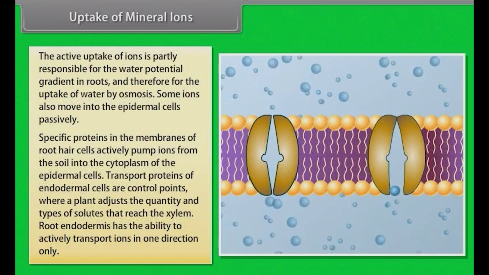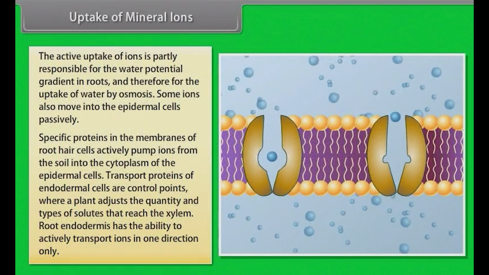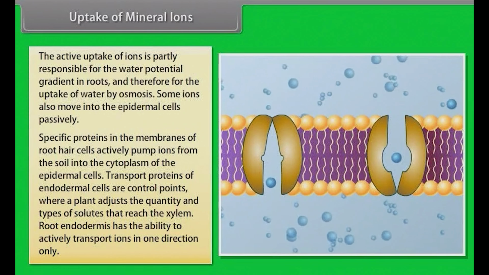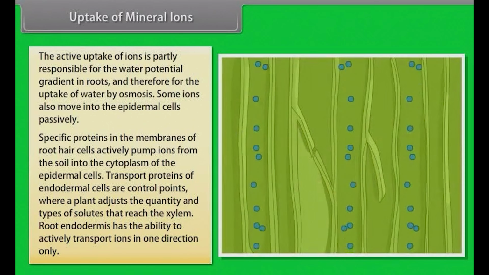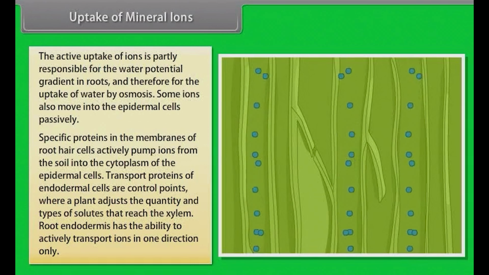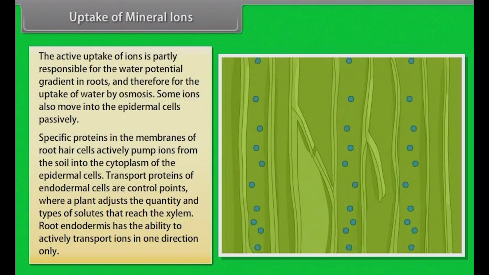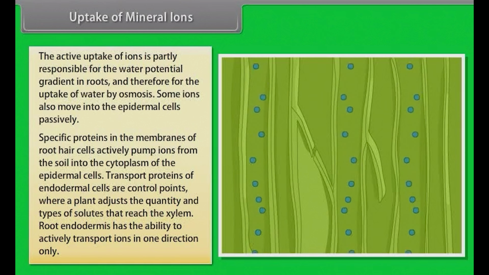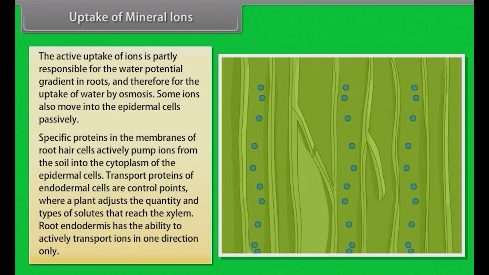epidermal cells. Like all cells, the endodermal cells have many transport proteins embedded in their plasma membrane. They let some solutes cross the membrane, but not others. Transport proteins of endodermal cells are control points where a plant adjusts the quantity and types of solutes that reach the xylem. Note that the root endodermis, because of the layer of suberin, has the ability to actively transport ions in one direction only.